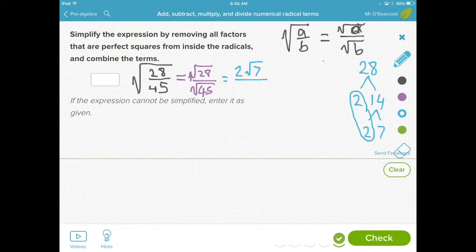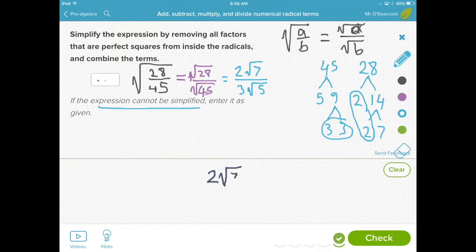45 is 5 times 9, and 9 is 3 times 3. The 3's are a pair, and we get 3 over root 5. Okay, this is as simple as we can do it. There's nothing that we can cancel out from here, so this is all we can do to simplify it: 2 root 7 over 3 root 5.